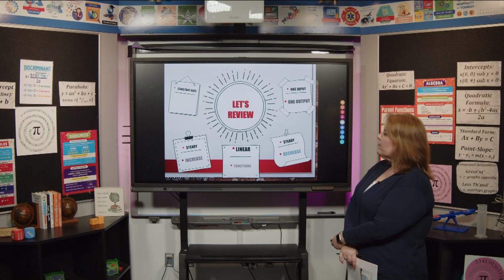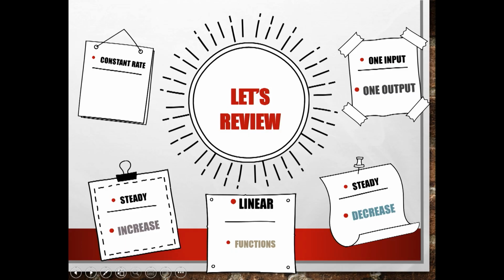So first, let's do some review. Obviously, we've got some type of constant rate. And when we're talking about constant rate, we are talking about our slope, obviously. And we know our slope is our rise over our run. So then we also know that with that slope rise over run, it is linear, those linear functions. We have a steady increase or we have a steady decrease. We are also looking at one input to one output, and that's what our linear function looks like.